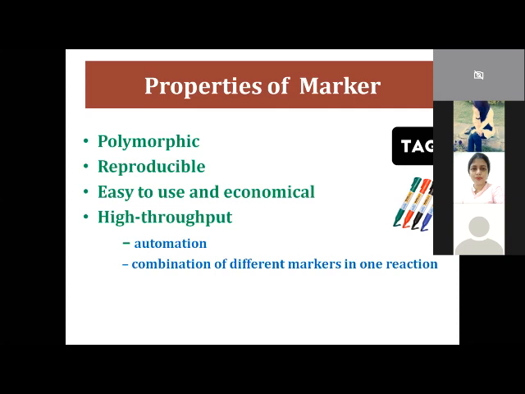Then reproducible. Reproducible means what? Anyone can explain? Ma'am, it can be used to identify others. Reproducible means it always gives a consistent result.